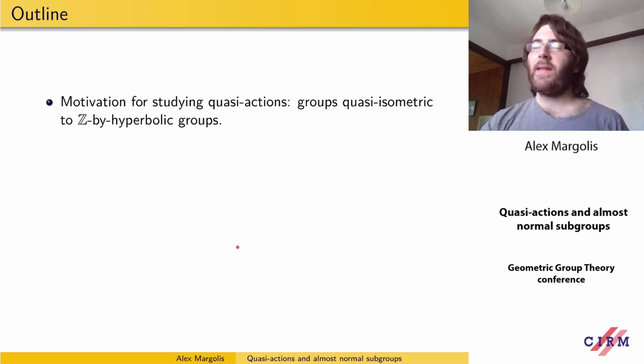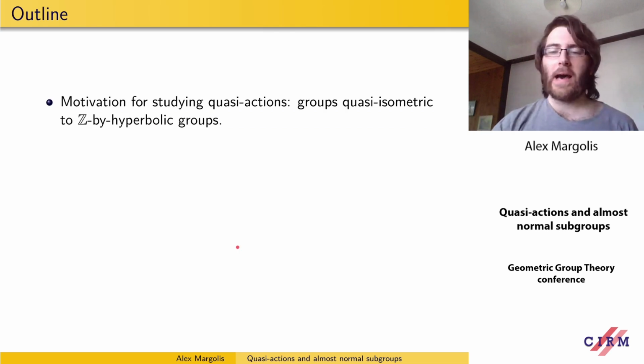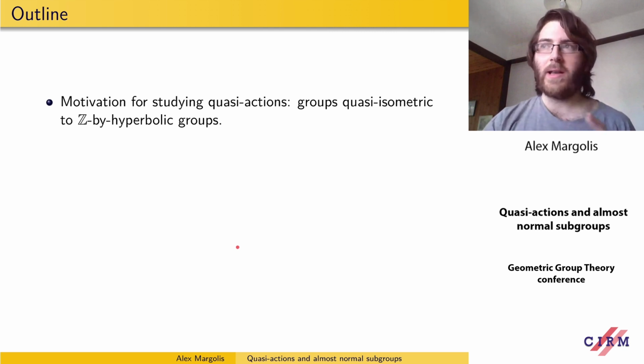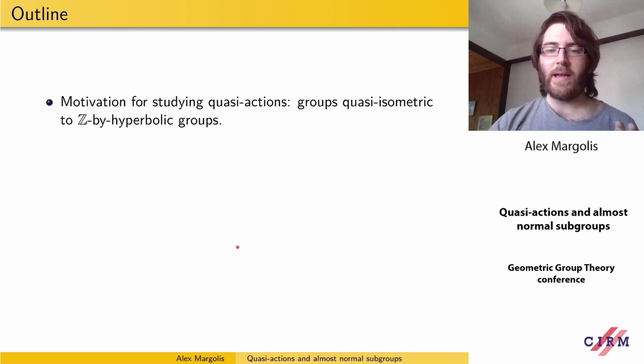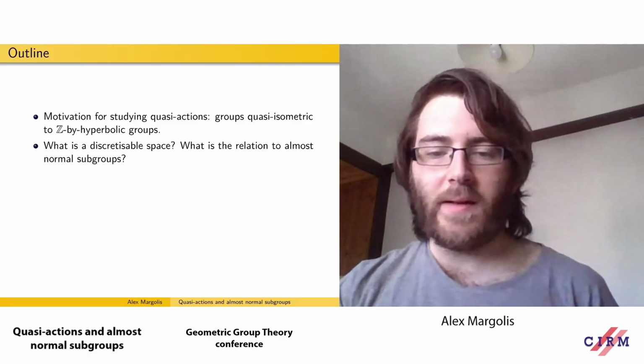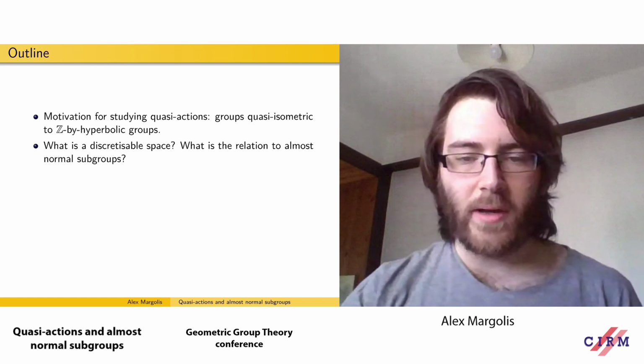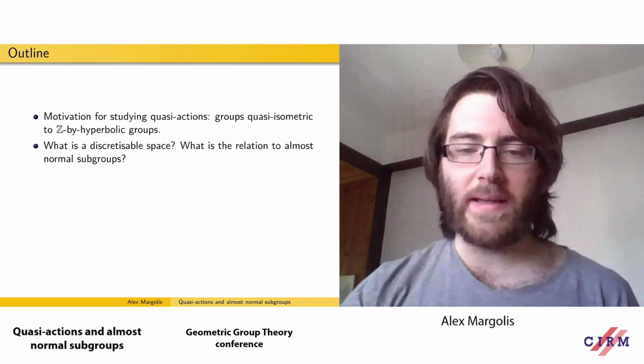To motivate the talk, I'm going to be talking about how quasi-actions arise quite naturally in various problems in geometric group theory when you want to study groups up to quasi-isometry. And I'm going to be talking about the class of Z-by-hyperbolic groups. Then I'm going to talk about the central notion in my talk, the notion of a discretizable space.